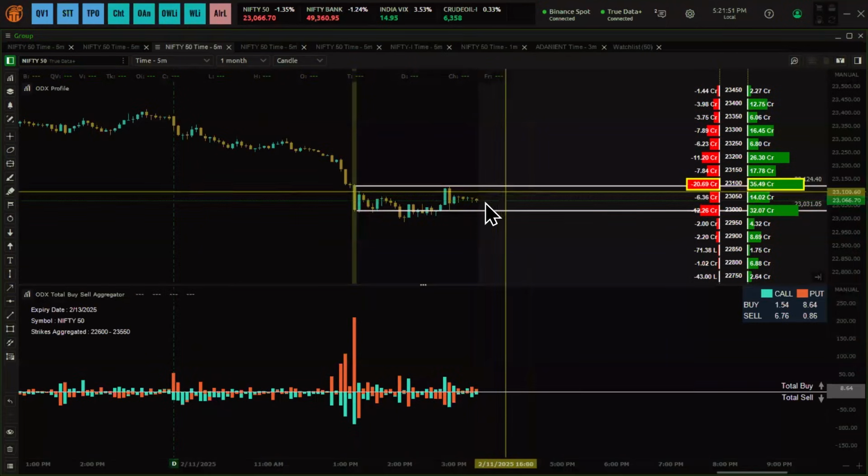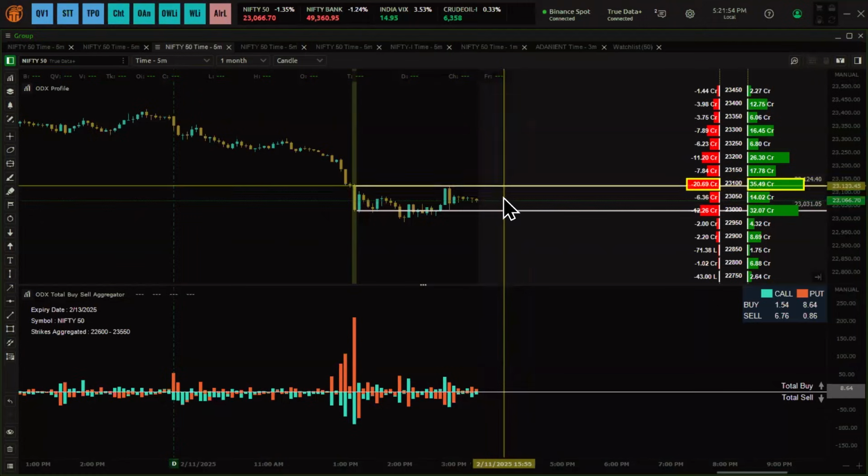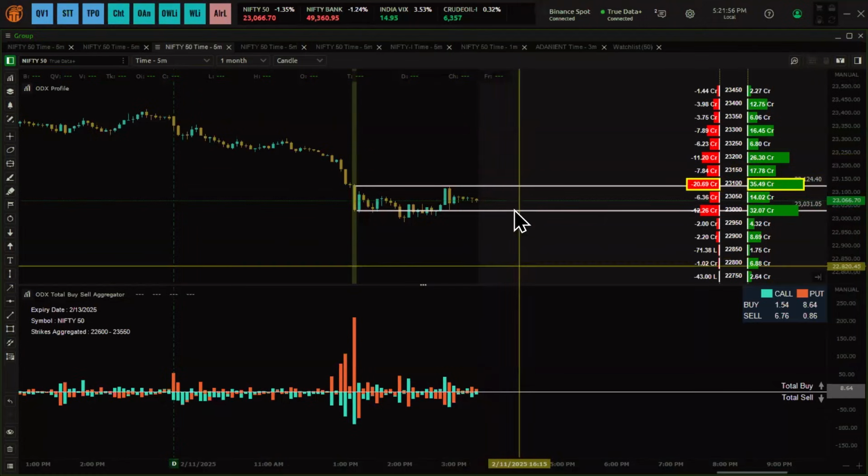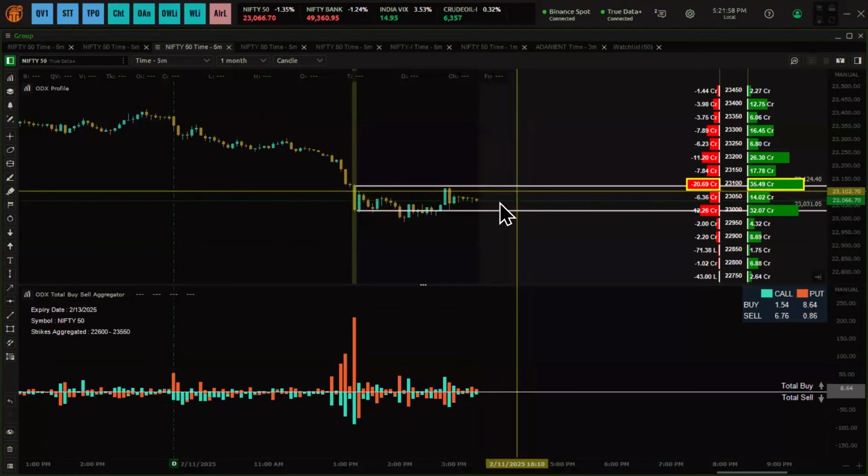Now tomorrow you have to obviously check how the market opens, whether in between this, or above or below, because this can give you a really good support and resistance.